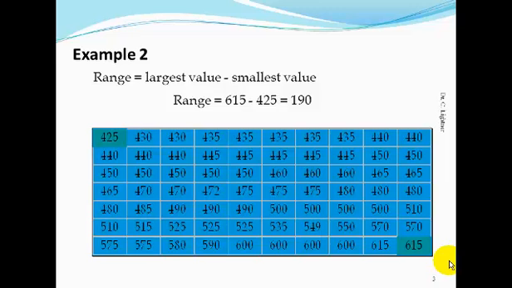For this data set, our range would be our largest value, which is 615, minus our smallest value, which is 425. Therefore, our range is 190.